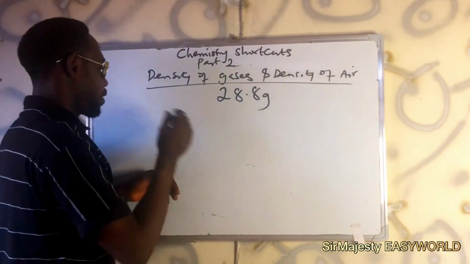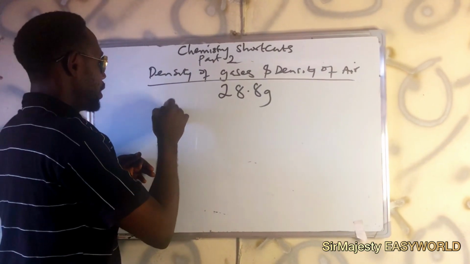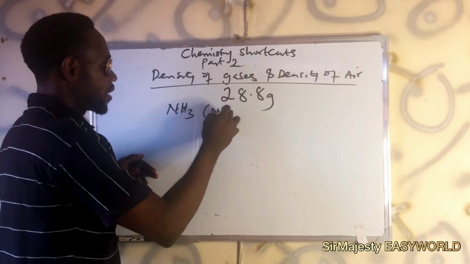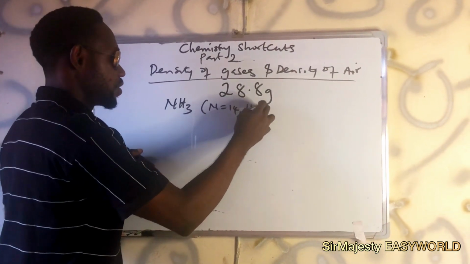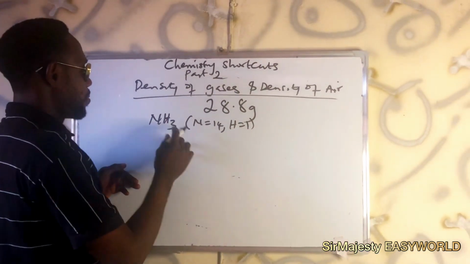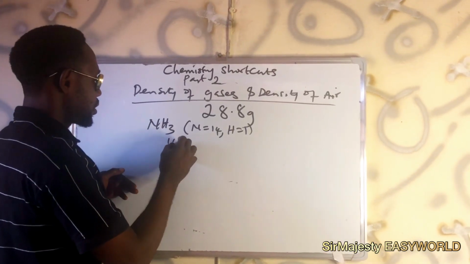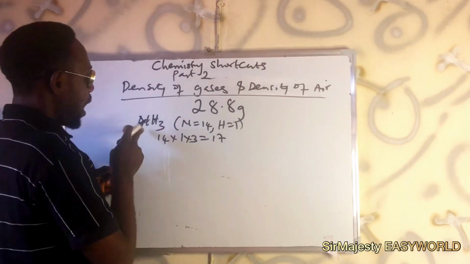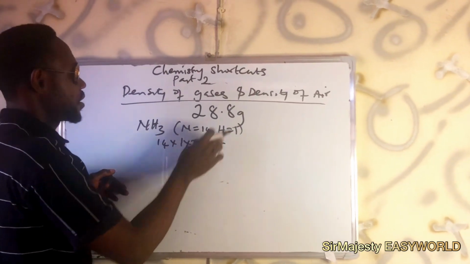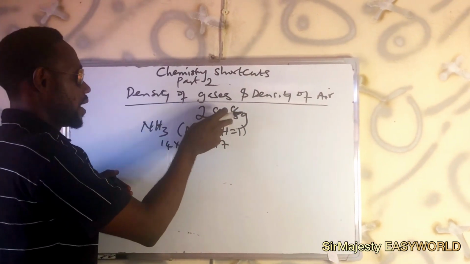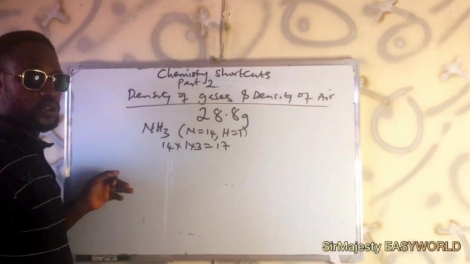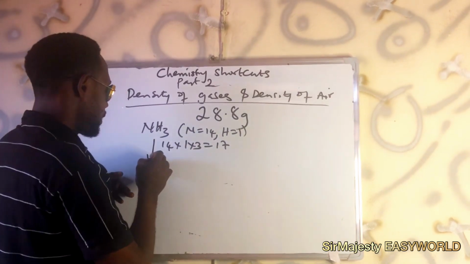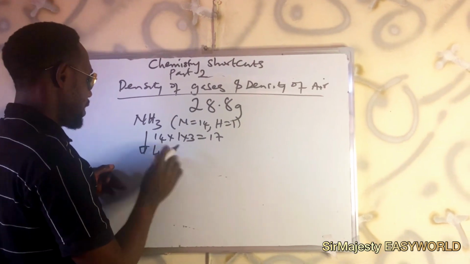Now, to check, what if they ask us about ammonia? Is ammonia lighter or heavier than air? We know that nitrogen is 14, hydrogen is 1. So check the molar mass. This should be 14 plus 1 times 3. That gives us 17. So ammonia is 17. Is 17 lower or higher than 28.8? It is obvious that 17 is lower. Therefore, ammonia gas is lighter than air.